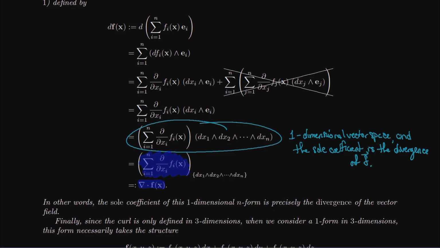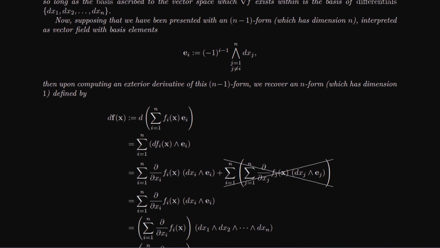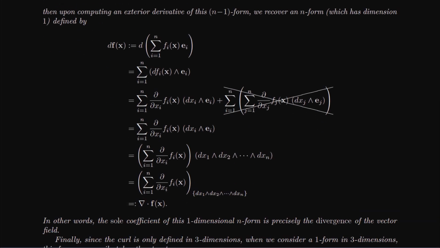So that's kind of cool. You can get the divergence out of this. This feels a little contrived, I understand. But there are good ways of actually thinking about the divergence truly as this object, even though it feels contrived.